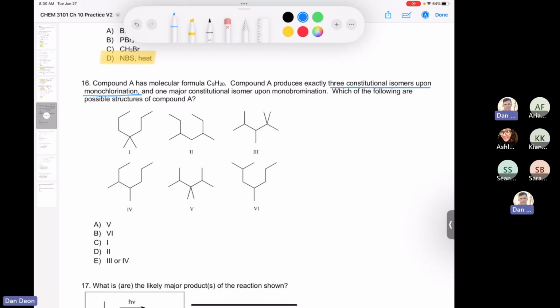Okay, so if you were to treat any of these molecules with chlorine, where are the possible places that it can chlorinate? Well, on the first one, it could chlorinate here, which is identical to here. It could chlorinate here, which is identical to here. It could chlorinate here, which is identical to here. And then it could also chlorinate here, which is identical to here. So that's a total of 4 different places that chlorination could occur.